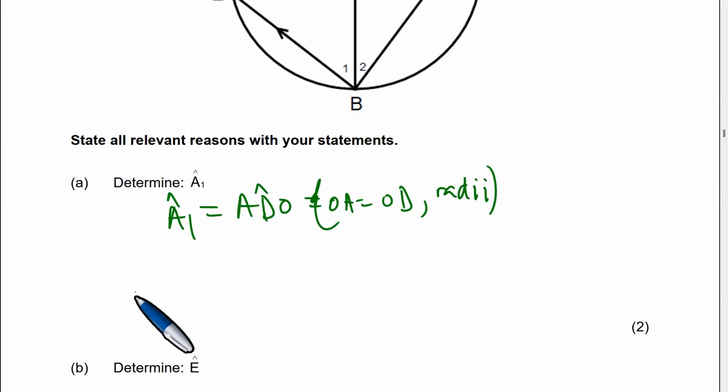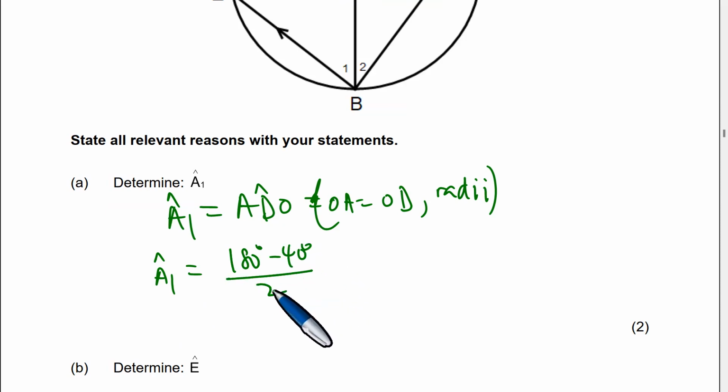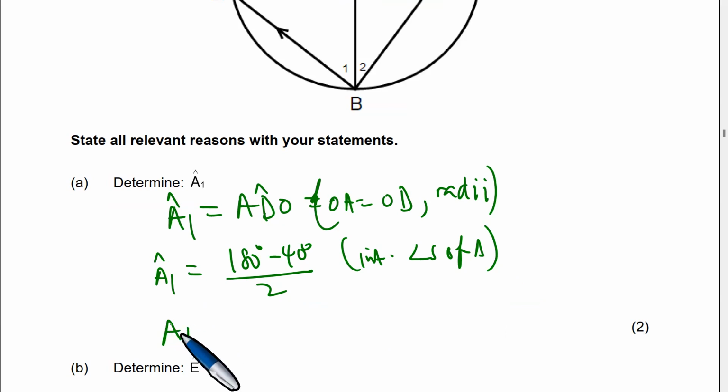So which means that we can get angle A1. Angle A1 would have to be 180 degrees minus 40, and then you divide by 2. This has to do with the interior angles of a triangle. So 180 minus 40, which is exactly 140, divided by 2 is 70 degrees. So it is 70 degrees.